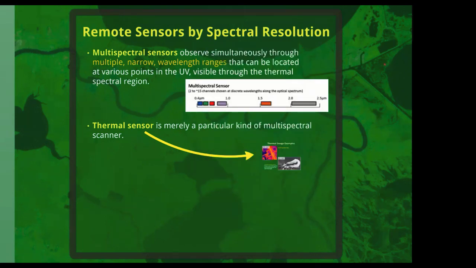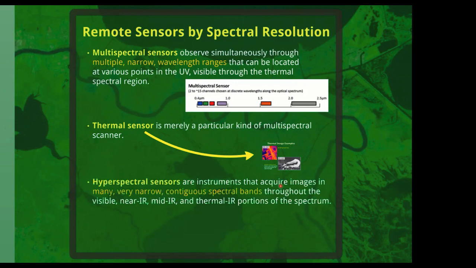And we'll keep talking about spectral. So for the hyperspectral sensors, like we mentioned, there are many bands, very narrow, almost continuous. And usually you record data throughout the visible and infrared portions of the spectrum, infrared meaning near infrared, mid infrared, and thermal infrared.